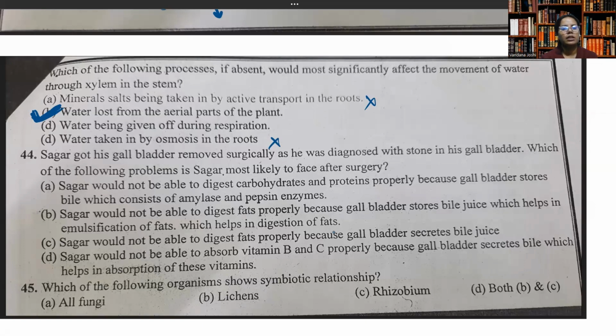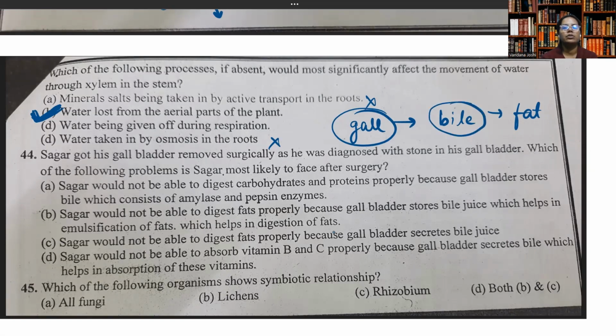Next, Sagar got his gallbladder removed surgically as he was diagnosed with stone in his gallbladder. Which of the following problems is Sagar most likely to face after surgery? So we know that gallbladder is used to store bile juice, which helps in digestion of fat. So if the gallbladder is removed, then there is no storage for bile. So digestion of fat is going to be difficult. So he would not be able to digest fat properly.